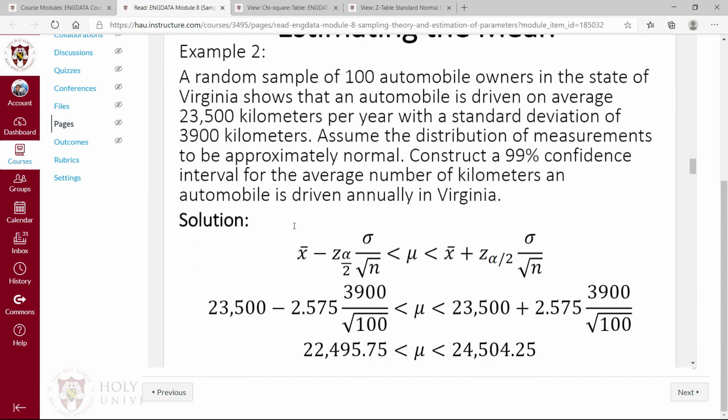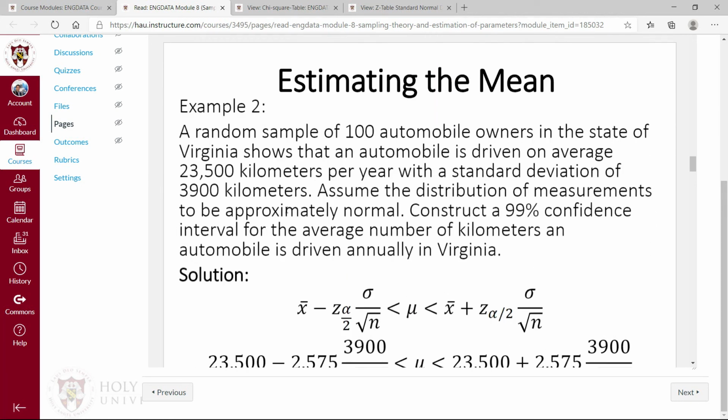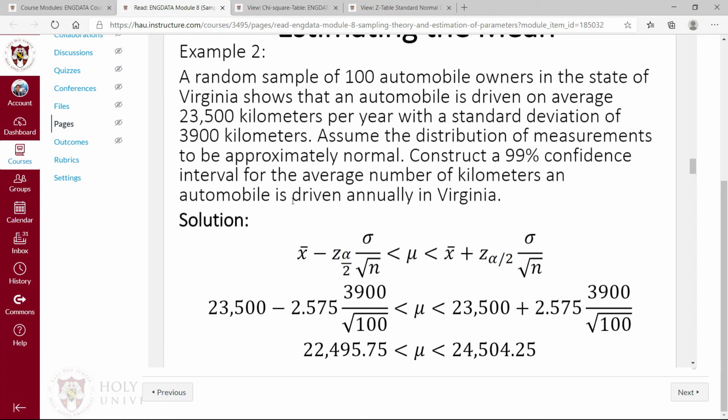Let us continue with example 2. A random sample of 100 automobile owners in the state of Virginia shows that an automobile is driven on an average of 23,500 kilometers per year, with a standard deviation of 3,900 kilometers. Assume the distribution of measurements to be approximately normal. Construct a 99% confidence interval for the average number of kilometers an automobile is driven annually in Virginia.